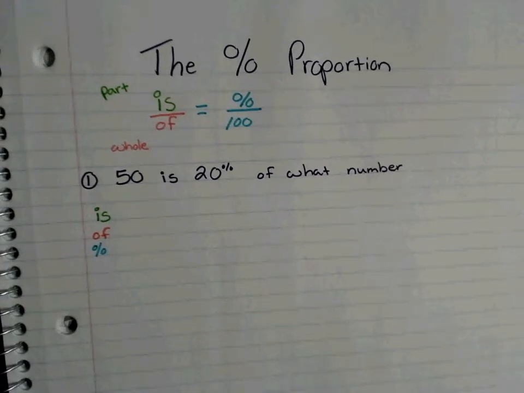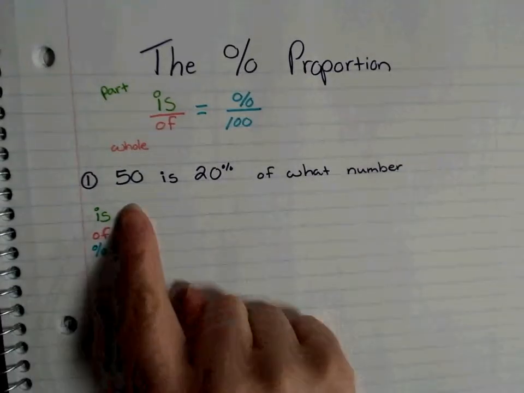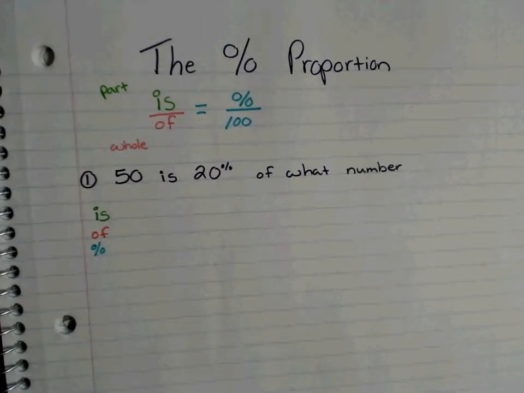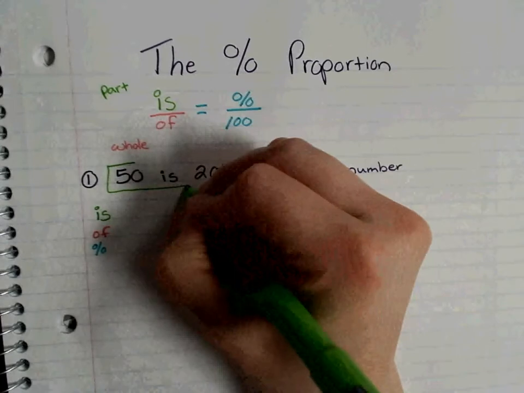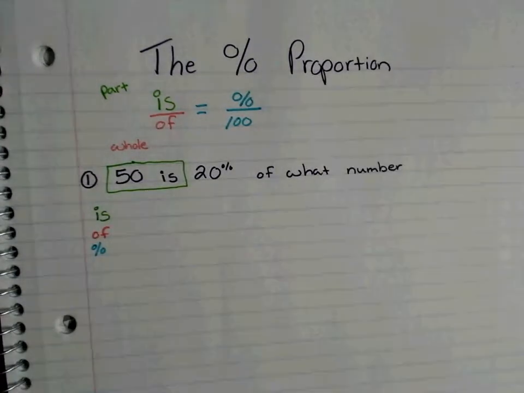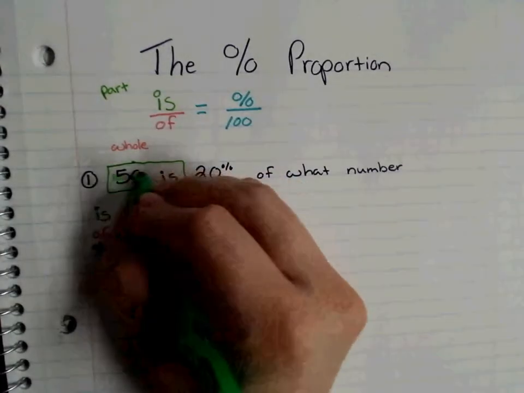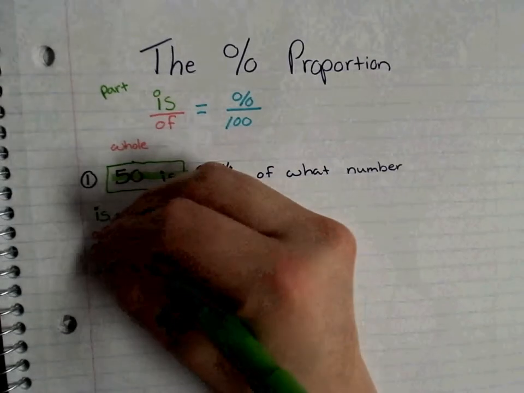50 is not a percent. How do I know it's not a percent? Because it doesn't have a percent sign. We know that 50 can't be a percent because it doesn't have a percent sign. So 50 either has to be an is or an of value. What is it? Is, because it says 50 is. I'm going to highlight it in my green so I know 50 is, that's my is value.